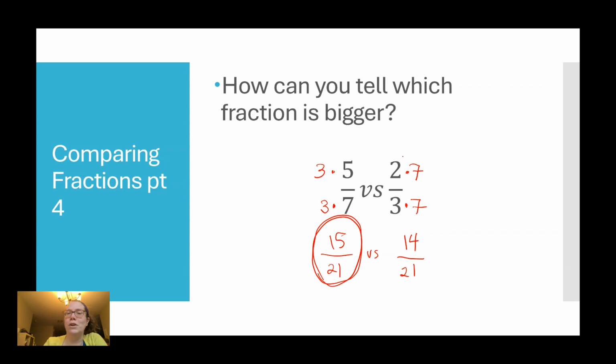The other way you can do this, though, is with the decimal expansion. So in your calculator, you can look these up and see what your decimal versions are. This one is 0.666. This one's 0.714. Both of these repeat and continue on, but these are rounded versions of them. So 0.714 is bigger than 0.666.